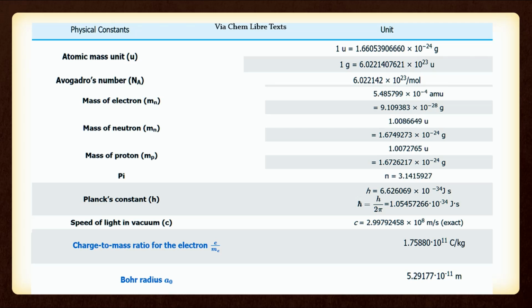Speed of light in vacuum C is equal to 2.99792 into 10 power 8 meter per second exact, which can be approximated to 3 into 10 power 8 meter per second. Charge to mass ratio for the electron e by m_e is equal to 1.7588 into 10 power 11 coulomb per kg, and Bohr's radius a0 is equal to 5.291 into 10 power minus 11 meters.